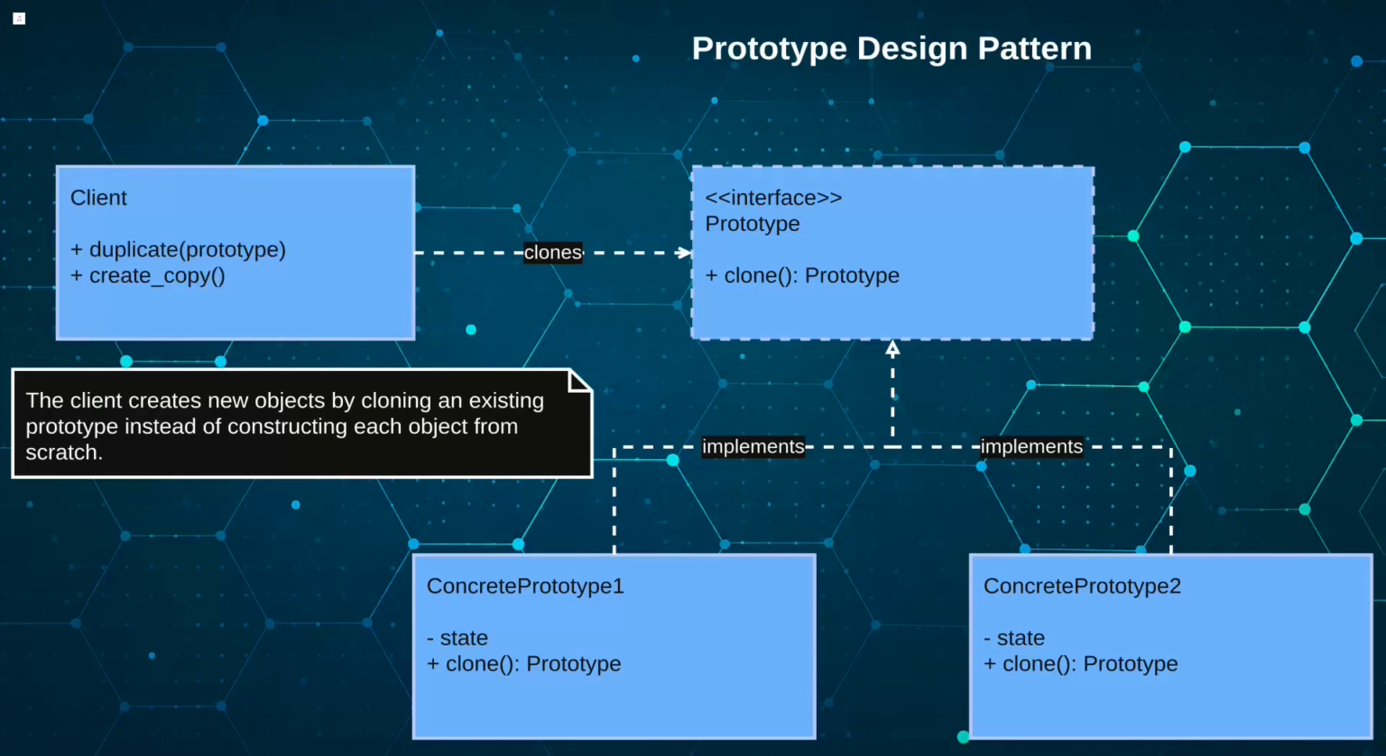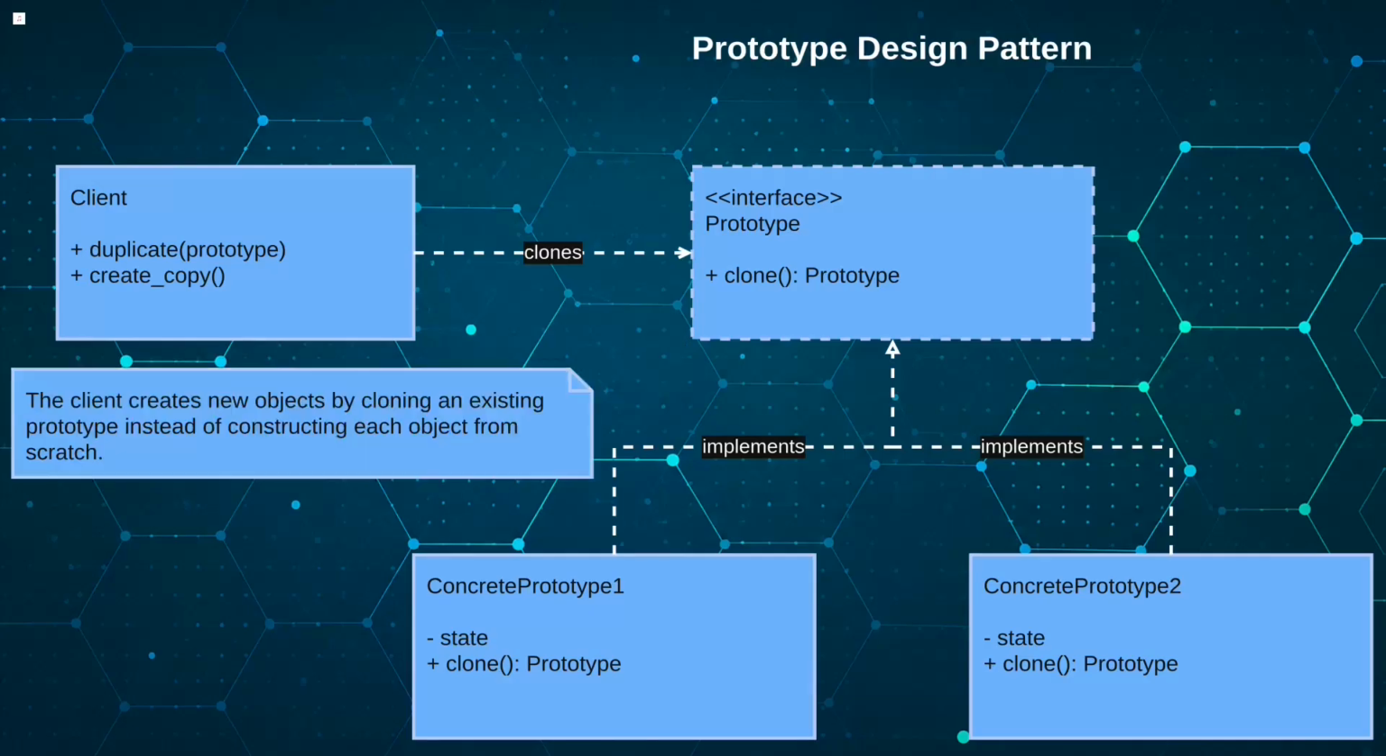Participant: Client creates new objects by asking a prototype to clone itself. It works through the prototype interface instead of directly constructing a specific concrete prototype. In Python, the client works with object references and normally does not perform explicit pointer or memory management.